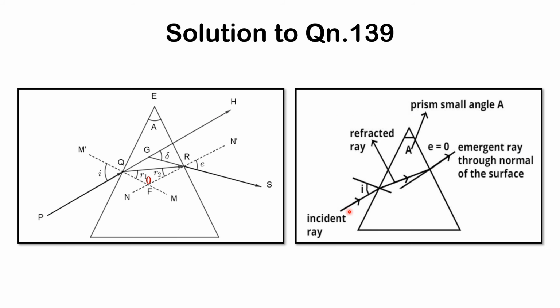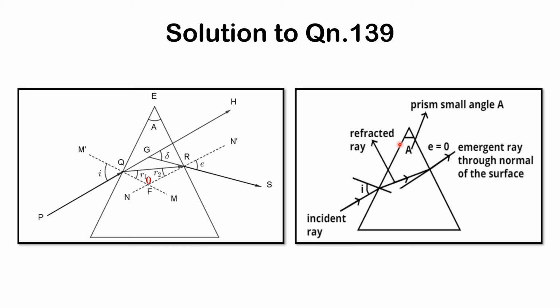Solution. This is the incident ray. The incident ray is incident on this face of the prism. Refraction has happened, so this is the angle of refraction R1. After refraction, the refracted ray passes through the prism and when it emerges out of the opposite surface, it emerges through the normal of the prism. So the angle of refraction R2 will be 0.